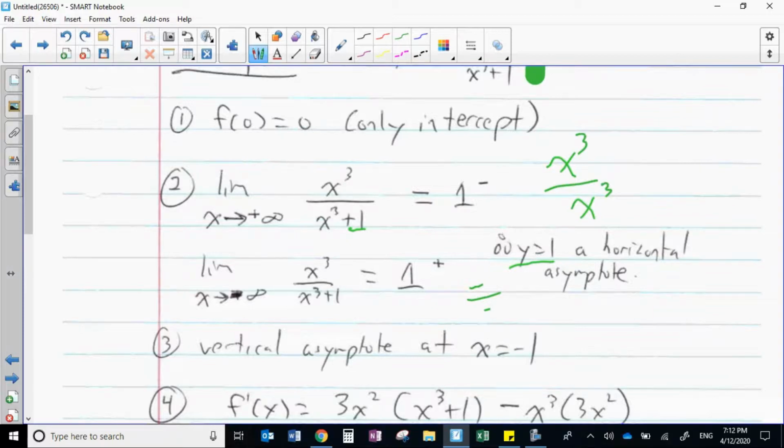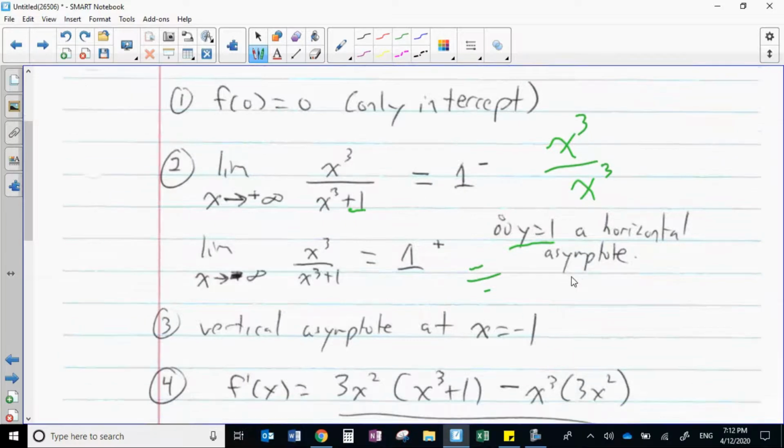But the larger negative is on the top, like negative 1,000 divided by negative 999, so you're always going to get a number a little bit bigger than 1. So in this case, it's 1 from above. Again, plugging in large values of x will help you see that. There is a vertical asymptote at x equals negative 1. That's because x cubed plus 1 is undefined. For x equals negative 1, you get 0 in the denominator, so that gives you that vertical asymptote.